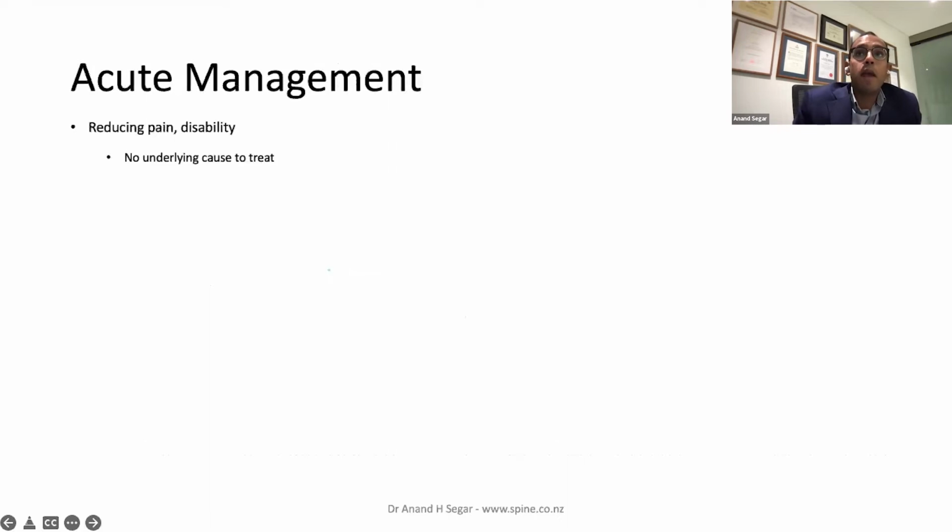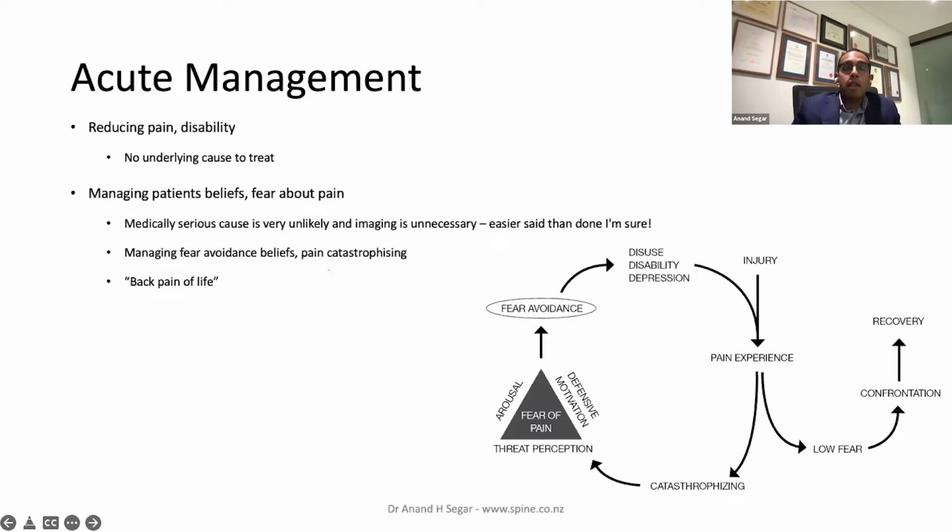So how do we manage back pain acutely? Well, the management is focused on reducing pain and disability. There's no underlying cause to treat, so it's just trying to manage the symptoms and help them through the recovery process. Managing their beliefs and fear about pain, and explaining that the medically serious cause is very unlikely and imaging generally is not necessary. And I imagine that's easier said than done in primary care, easier for me to say than it's done when you're faced with a patient.